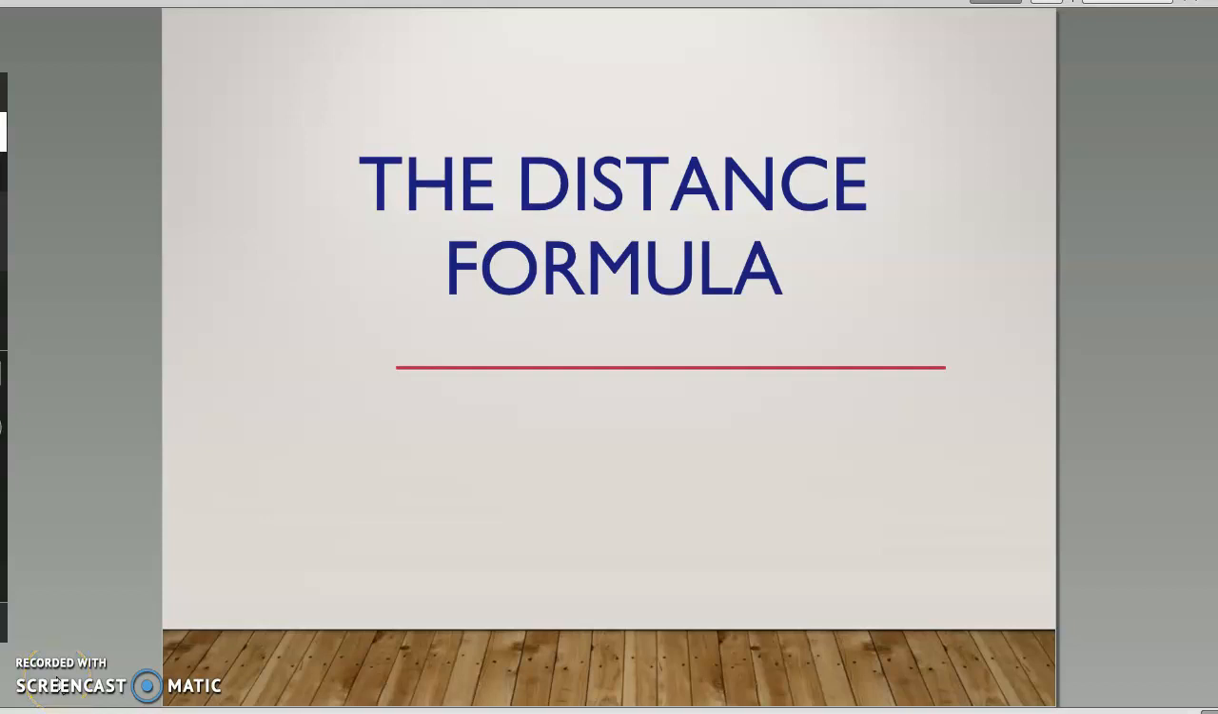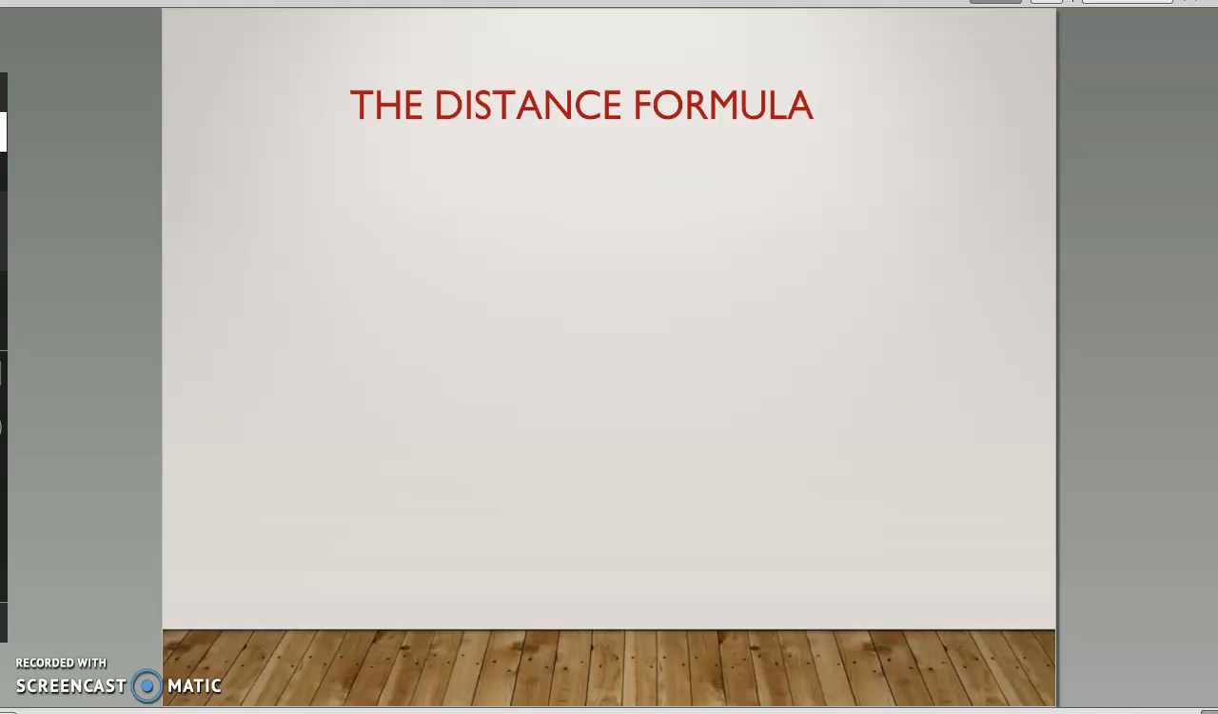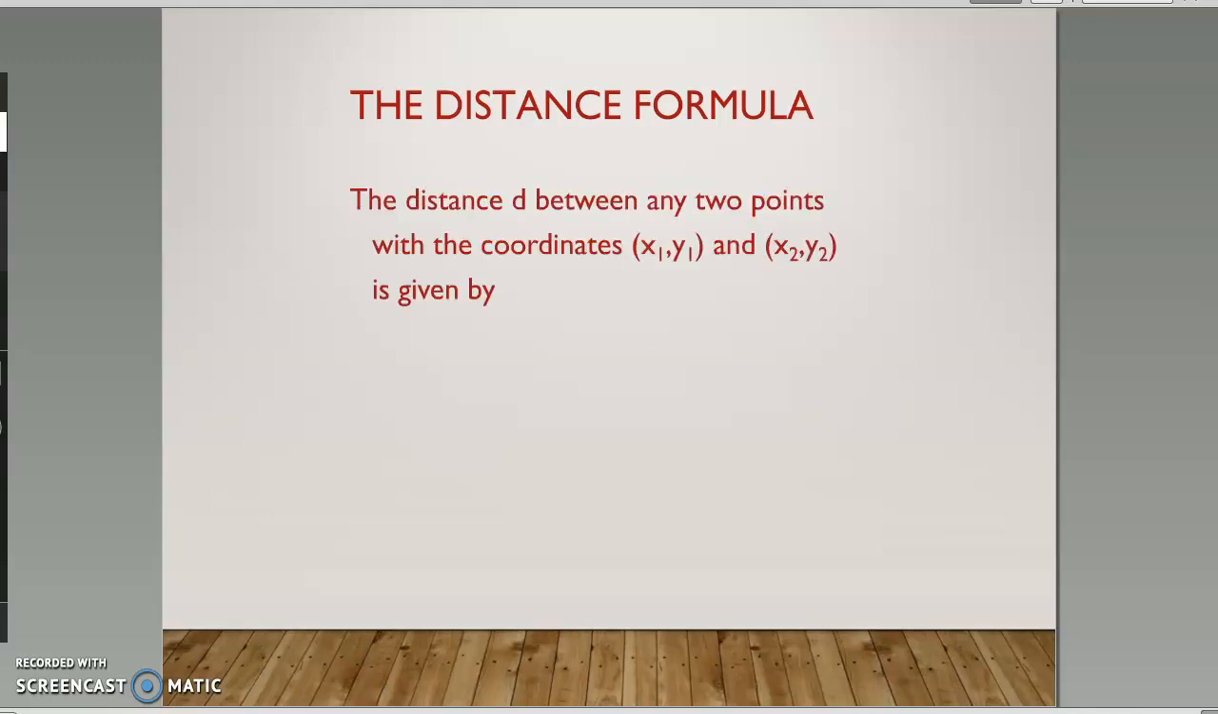Hello, let's look a little bit further at the distance formula. All right, so we have already stated the distance formula: D between any two points with coordinates (x1, y1) and (x2, y2) is given by the equation D equals the square root of (x2 minus x1) squared plus (y2 minus y1) squared.